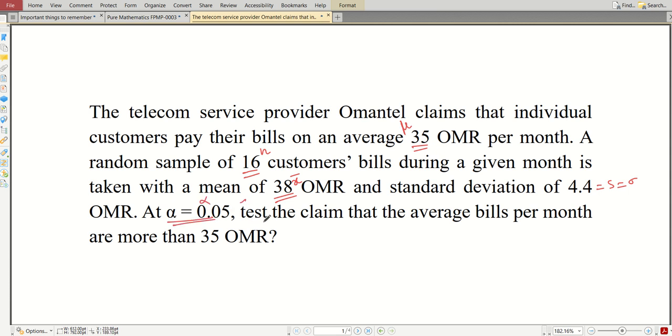Now read it. Test the claim that the average bills per month are more than the given value. So if you write the null hypothesis and alternate hypothesis in this question, the alternate hypothesis is mu is greater than 35, and the null hypothesis is mu is less than or equal to 35. This is the hypothesis. Clear? Because it is greater than, it is a one tail test, you need to remember. One tail means we will use the concept 1 minus alpha.